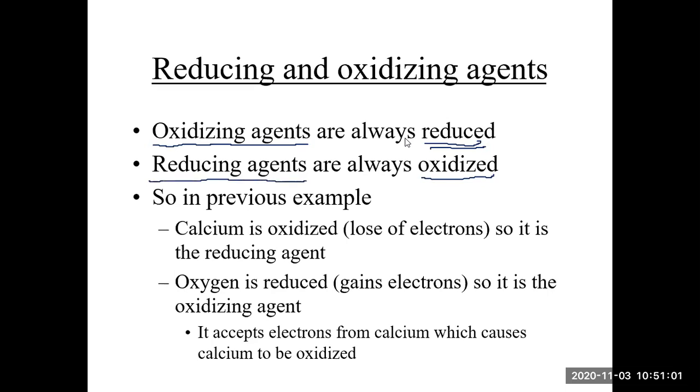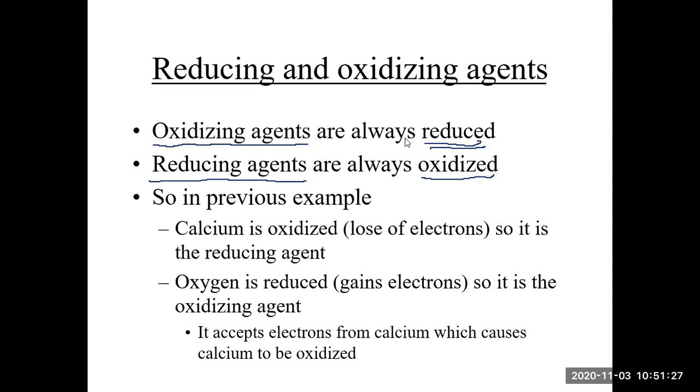Simple way to remember that is if you're asked about the reducing agent or oxidizing agent, it is basically opposite of its name. So the oxidizing agent is the guy that is going through reduction. The reducing agent is the one that is going through oxidation. And again, you don't want to get that confused with what is being oxidized and what is being reduced. So again, there is a difference between those two things.